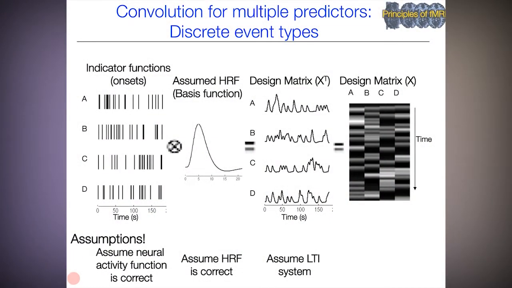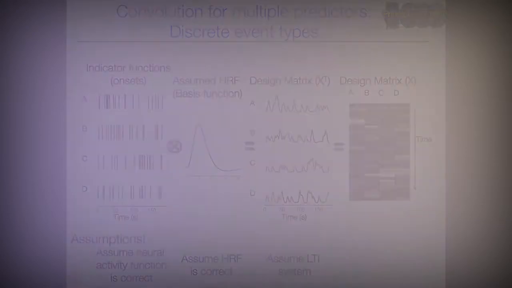In this module, we're going to look at parametric modulation, which is a simple but very effective way of enhancing an experimental design to enhance the psychological specificity of our brain behavior relationships. So let's review. We previously talked about design building and convolution for multiple predictors with discrete event types. So this would be 4 discrete event types, A, B, C, and D, convolved in the corresponding design matrix. We talked about that, and now we'll extend this to talk about parametric modulation.